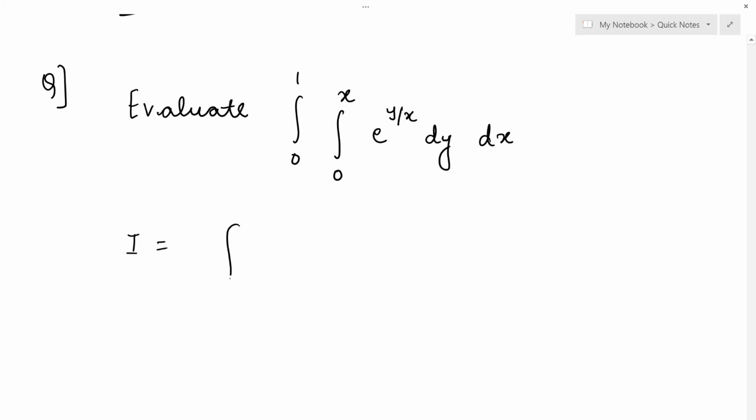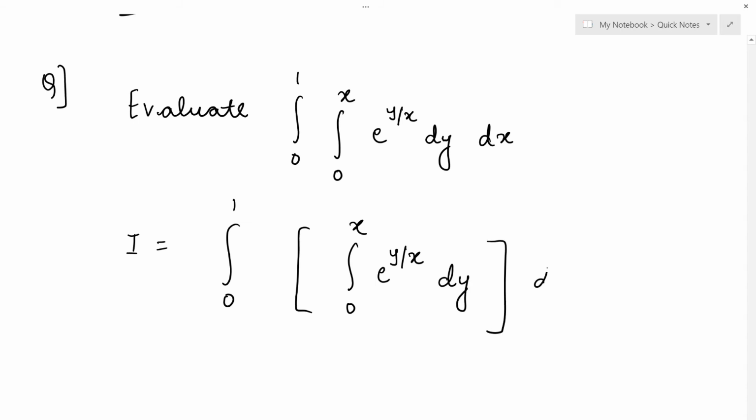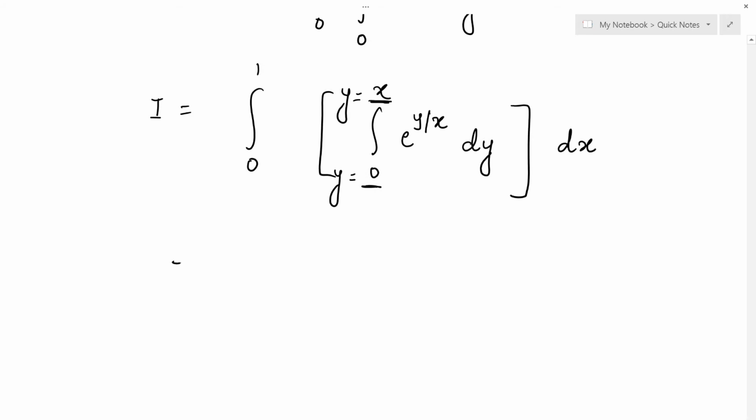So my integration will become 0 to 1, 0 to x, e raised to y by x, dy. y with dy first, the opposite variable. Here the inner limits are in terms of x, so obviously the limits are for y. And then obviously we integrate with respect to y first and later on we'll do with x.